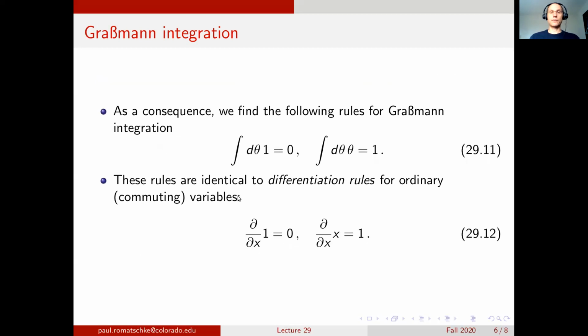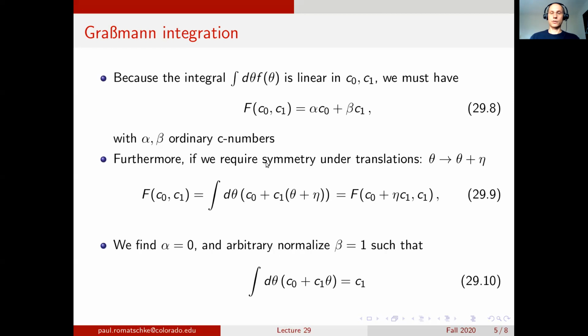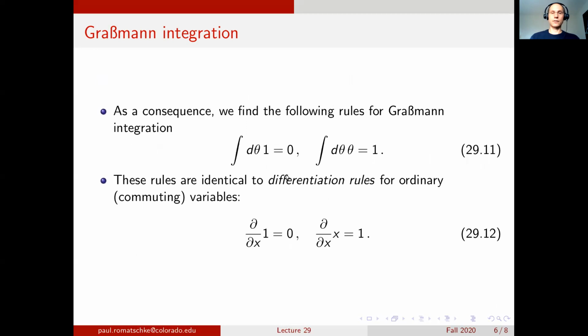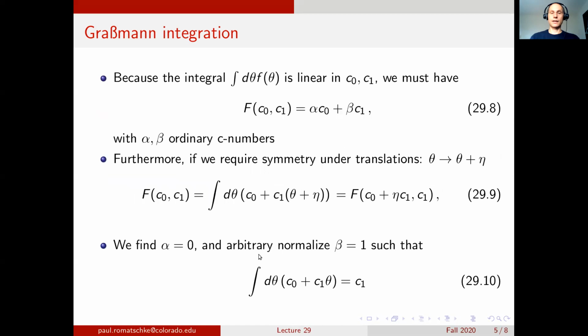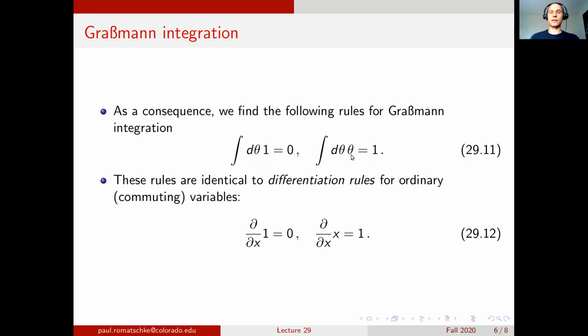And as a consequence, let me sort of go back. That means that the integration d theta of something that does not depend on the Graßmann variable is 0. So that is the first result here. We have the integration of unity vanishes. And the second is that the integration of something that contains the variable theta is equal to the coefficient multiplying this linear variable here. So we find that d theta theta is equal to 1.